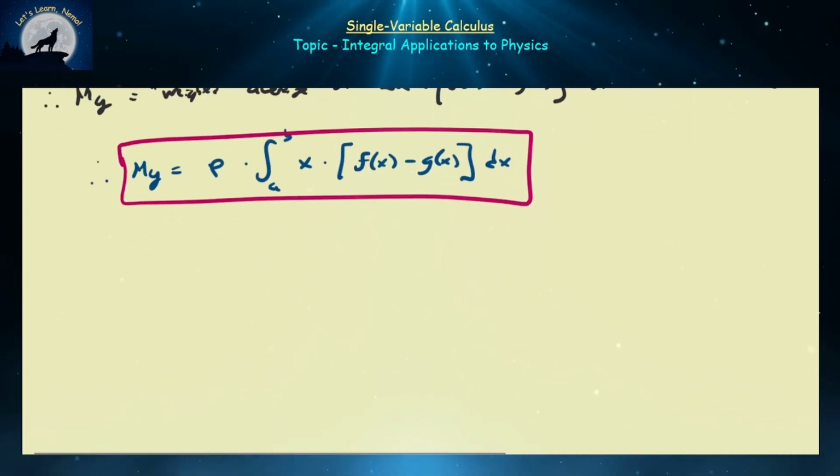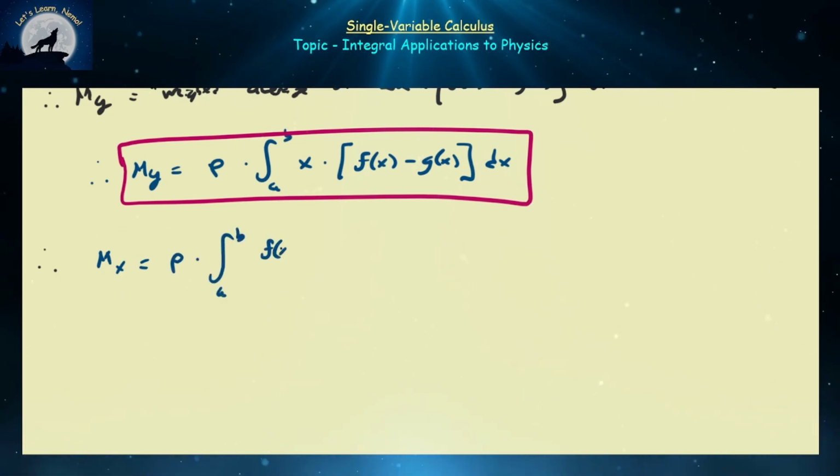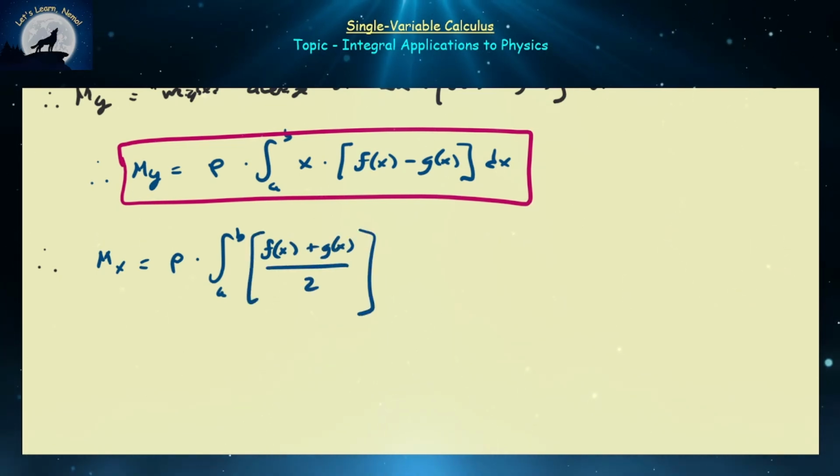And now let's figure out how to find Mx. So Mx is just going to be equal to the median position with respect to our vertical components. So once we actually work that out, pretty much we're trying to find the median of the vertical components with respect to density. So we have density times the integral from a to b of f of x plus g of x divided by 2. So what exactly is this?